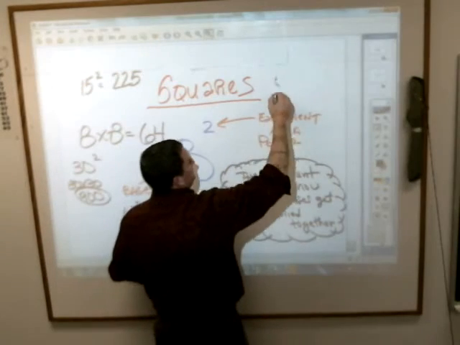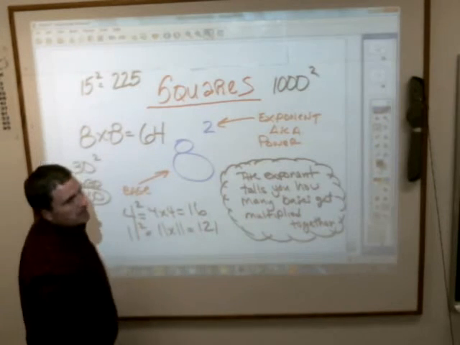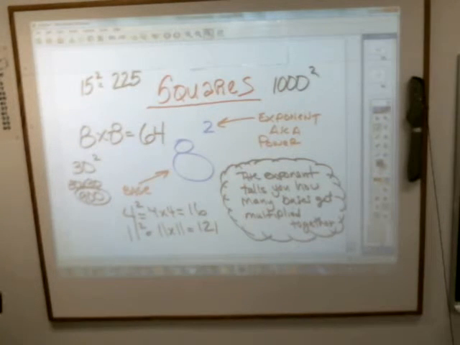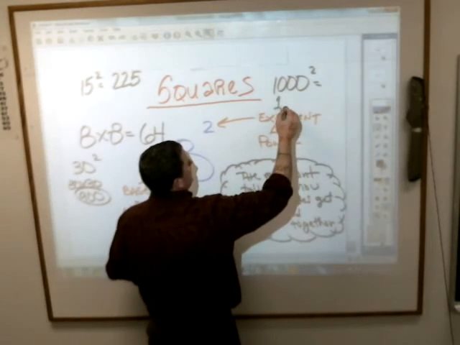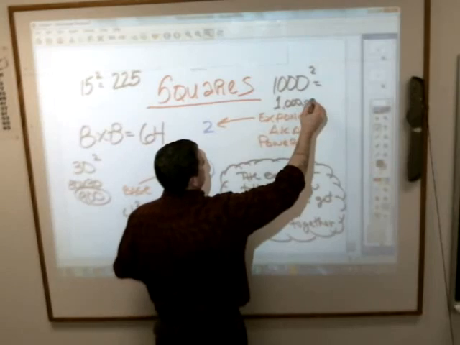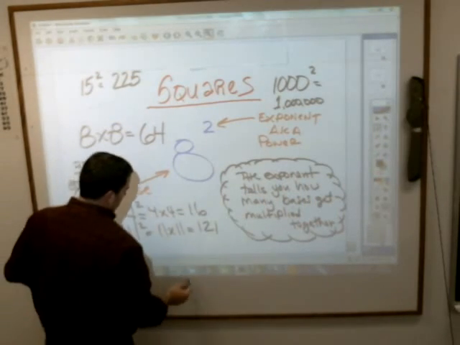1,000 squared. That's not 2,000. Calvin? 1 million. Perfect. Good. Now that we've got that set, we have one more piece of paper.